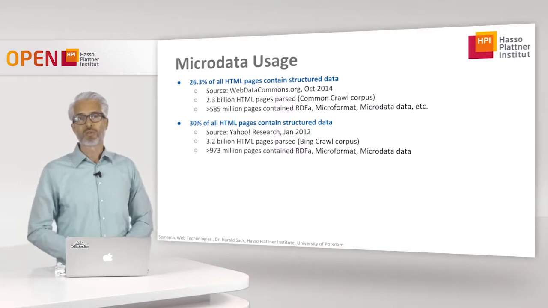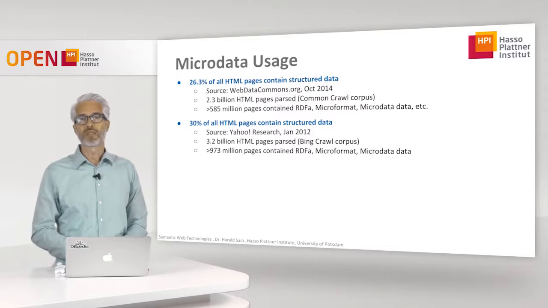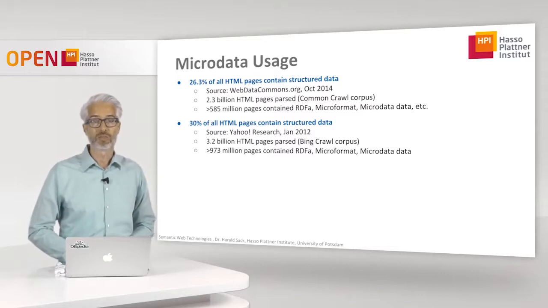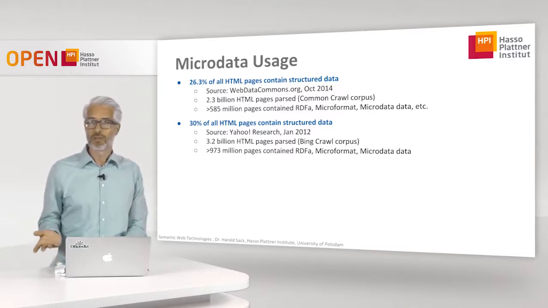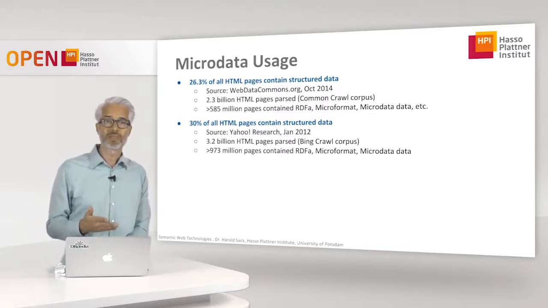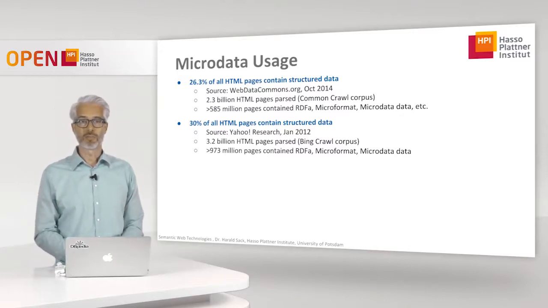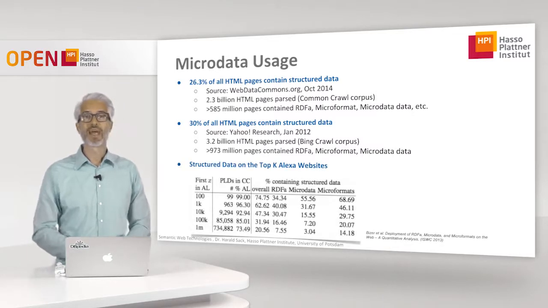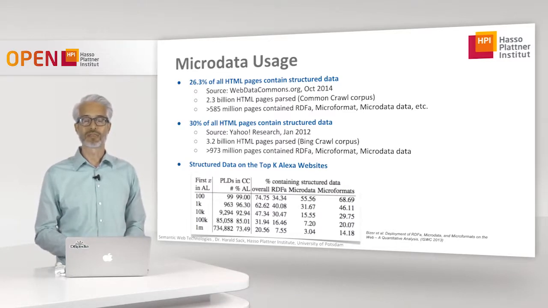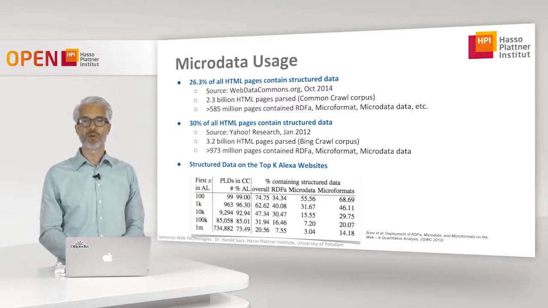But you might agree with me that not all of the 3 billion web pages that have been analyzed have the same importance. Of course, we have to look at the major websites and whether they really use this structured data. So in their analysis they also looked at the top K Alexa websites. These are the top K important websites according to the web platform Alexa, which analyzes the performance and popularity of websites.